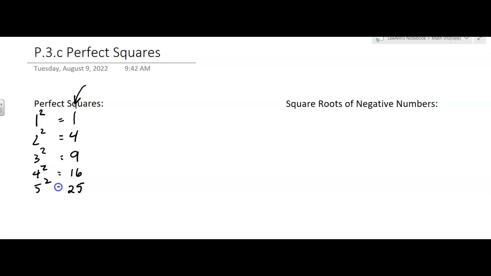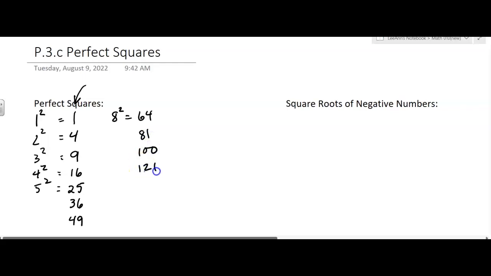I'm just going to do the perfect squares. 36, 49, 64. I'll do this. 8 squared is 64. And then 9 squared is 81. 100. 121. That's 11 squared. I don't know if you knew that one. 144. Let's see. 169. That's 13 squared. I usually go to 15. 14 squared is 196. And 15 squared is 225.